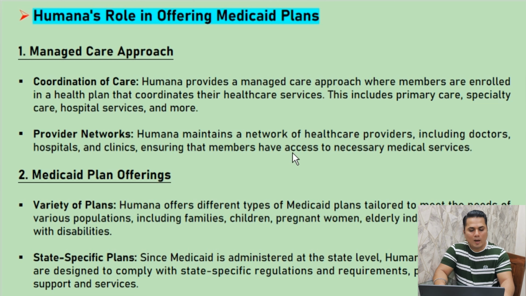Number two, Medicaid plan offerings. Variety of plans. Humana offers different types of Medicaid plans tailored to meet the needs of various populations, including families, children, pregnant women, elderly individuals, and those with disabilities. State specific plans. Since Medicaid is administered at the state level, Humana's Medicaid plans are designed to comply with state specific regulations and requirements, providing localized support and services.